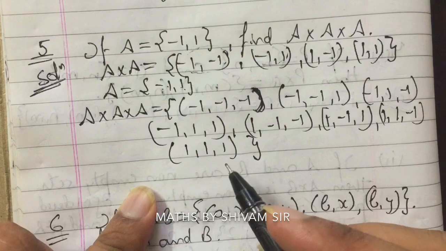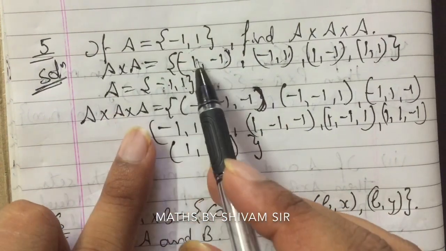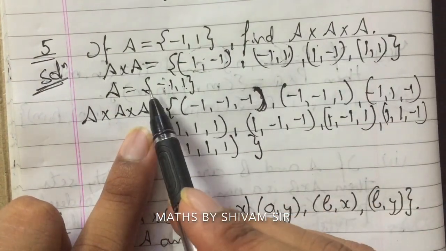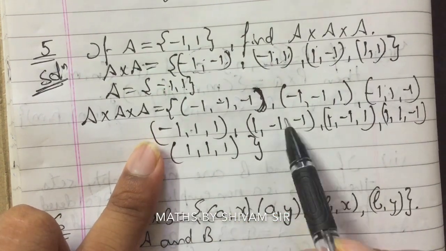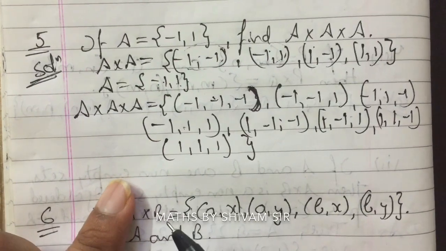How many elements it will have? See, A cross B has 1, 2, 3, 4. A has 2 elements, so 4 multiplied by 2 is 8. So 1, 2, 3, 4, 5, 6, 7, 8. So 8 elements we are having.